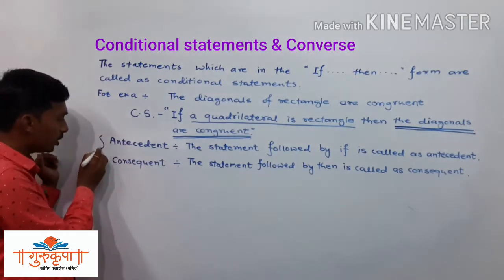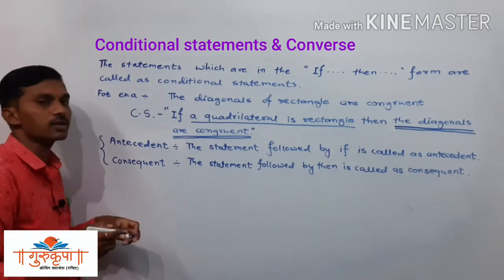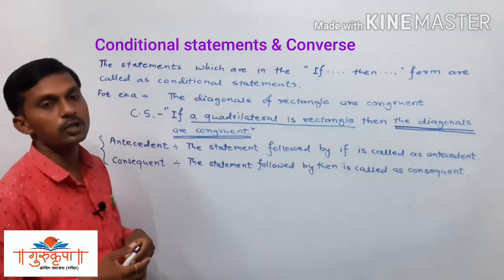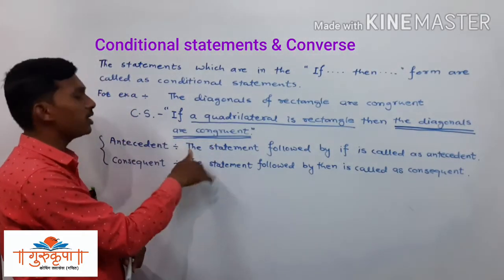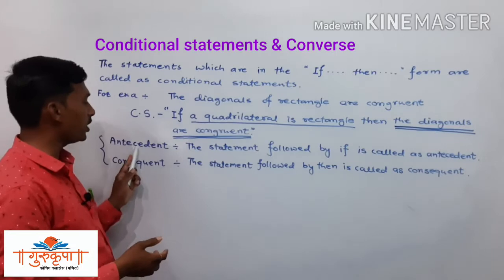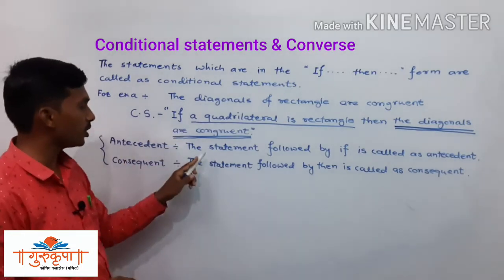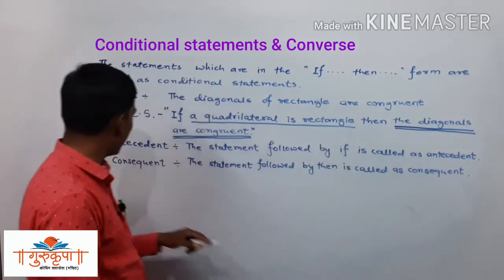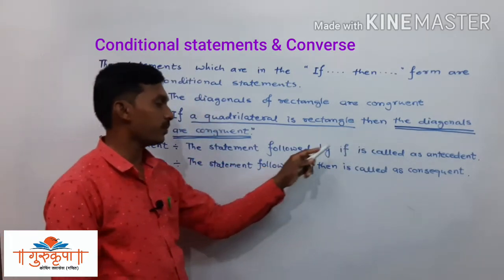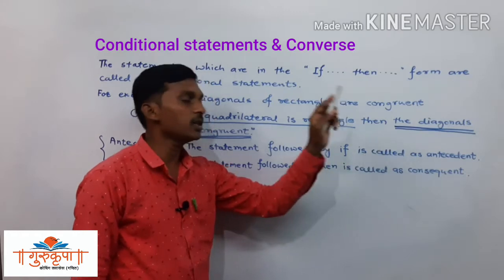These two are the most important terms. They are very important while solving theorems. So we have to remember these words and their meanings also. Antecedent is nothing but the given information. The statement followed by if is called the antecedent, and the statement followed by then is called the consequent.